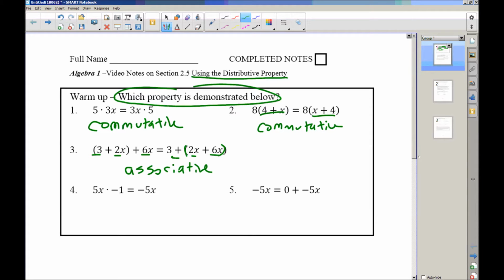Okay. Number 4. 5x times negative 1 equals negative 5x. So timesing by negative 1 changes the number to its opposite. So this is the property of negative 1. And our last one, negative 5x equals 0 plus negative 5x. So 0 is the additive identity, and we are adding it onto negative 5x, which did not change its identity. So this is the identity property. Remember, multiplying by 1 is the multiplicative identity.